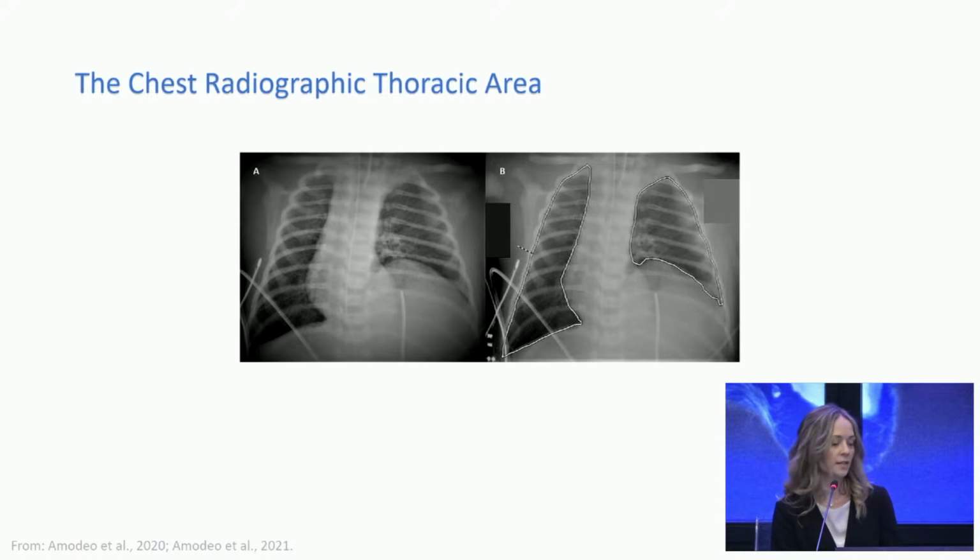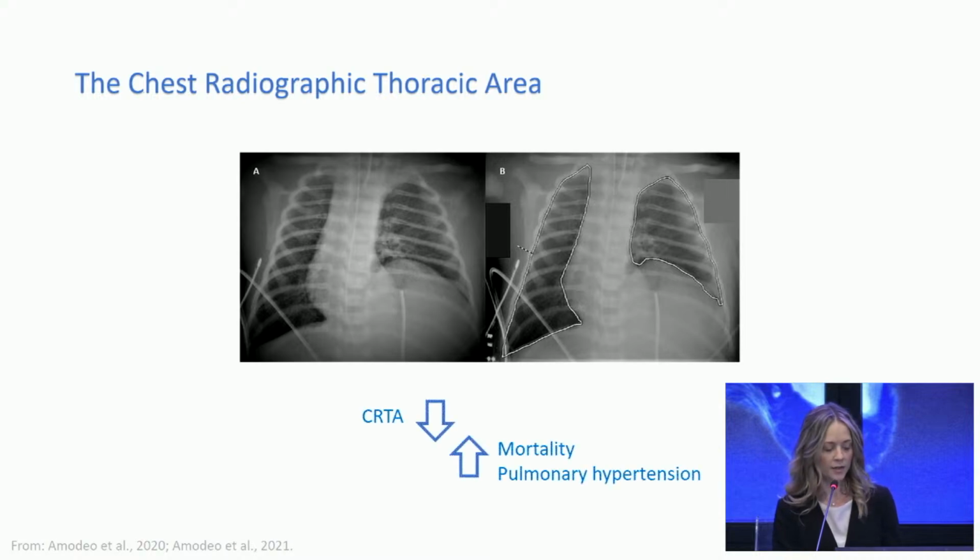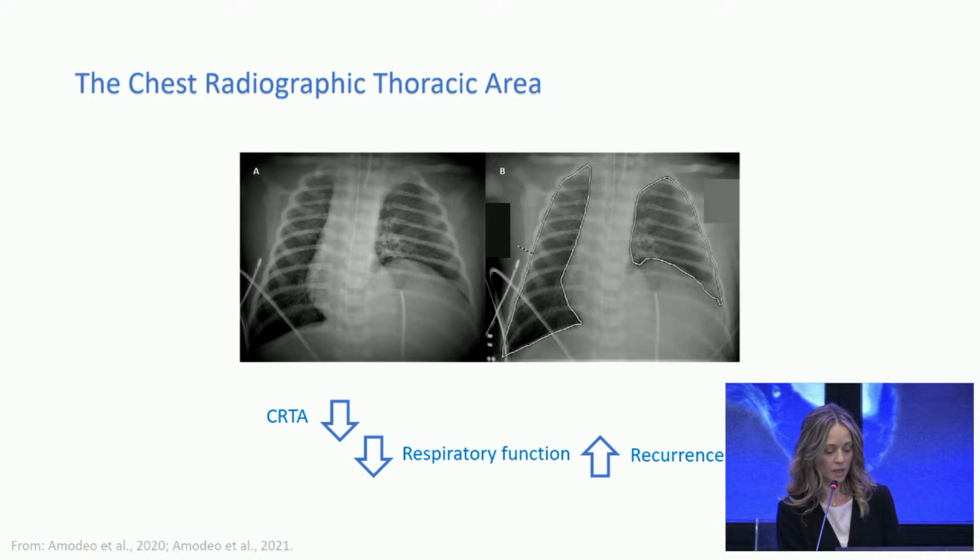For example, at chest X-ray, we can estimate lung hypoplasia by measuring and contouring the perimeter of the two lungs and calculating the so-called chest radiographic thoracic area. And in patients with CDH, a reduced area is associated with increased mortality and pulmonary hypertension, but also with a decline in respiratory function and increased risk of recurrence.